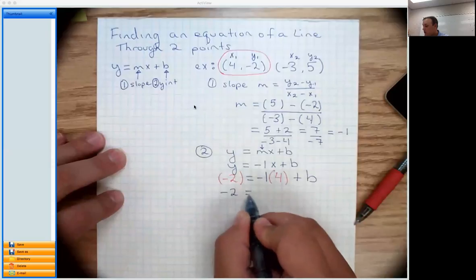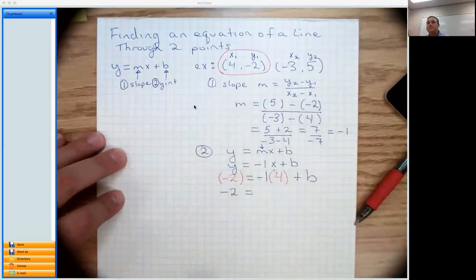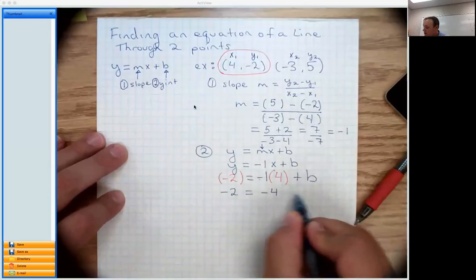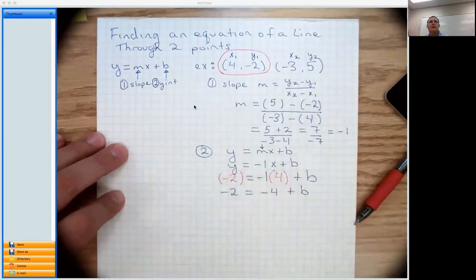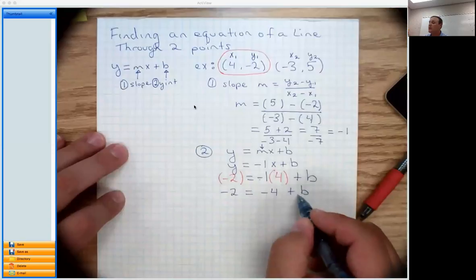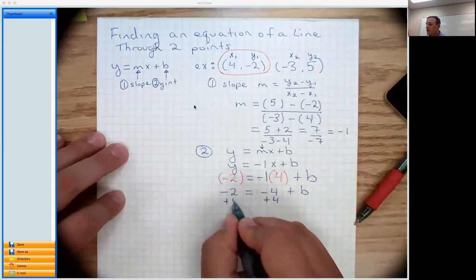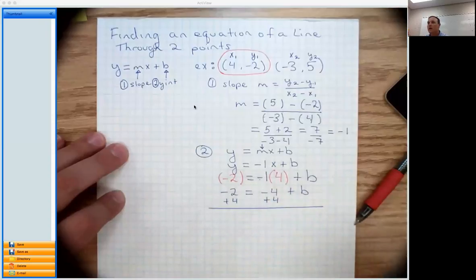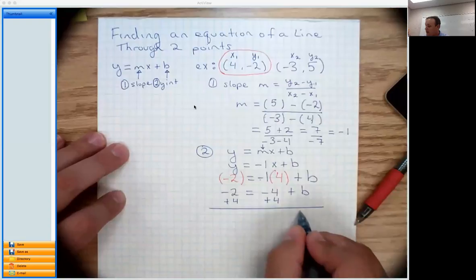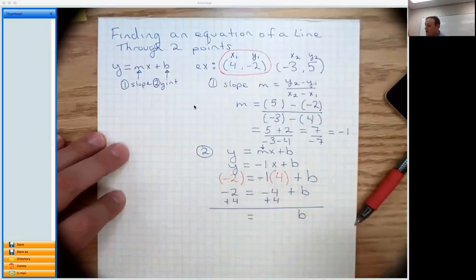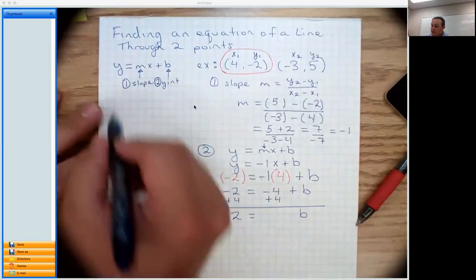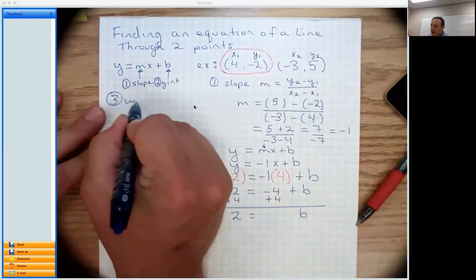How do you do that? Well, what's negative 1 times 4? Negative 4. Now, how do I get b by itself, guys? You add 4. I'll add 4 because I want to get b by itself, so I have to move it away. So 2 equals b. So now b equals 2. And so now the third thing I got to do is write my equation.